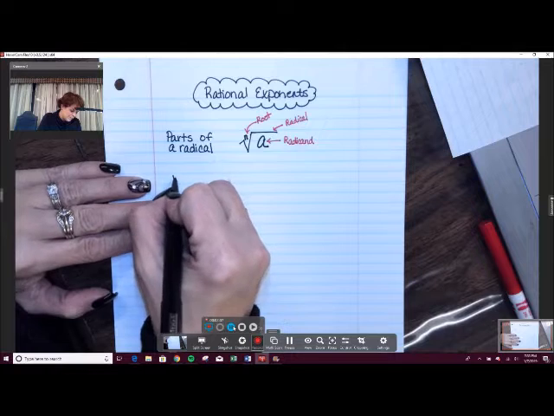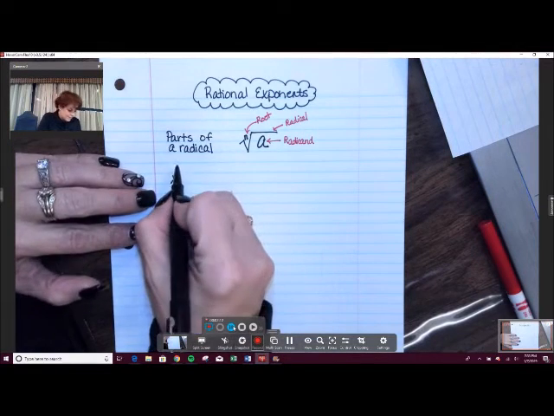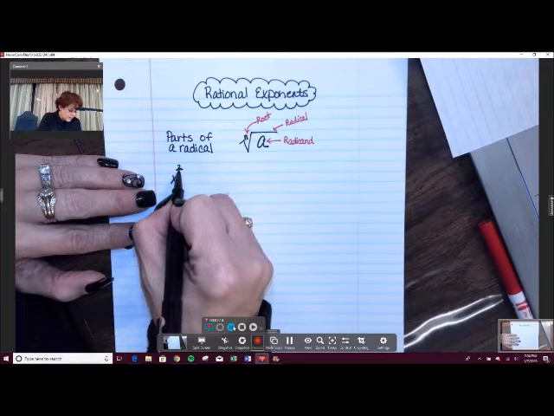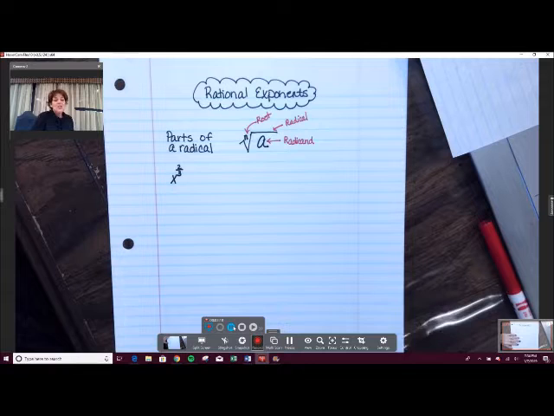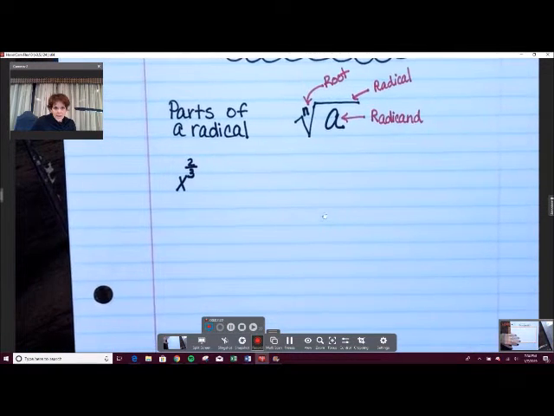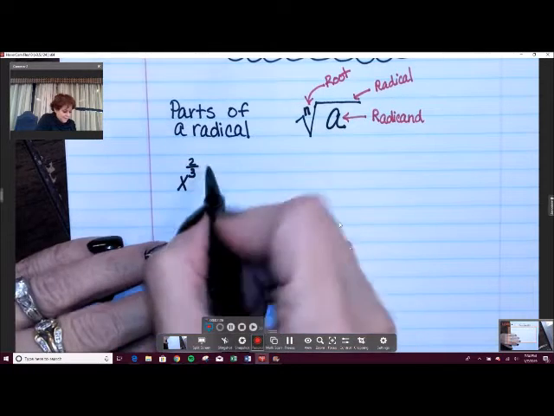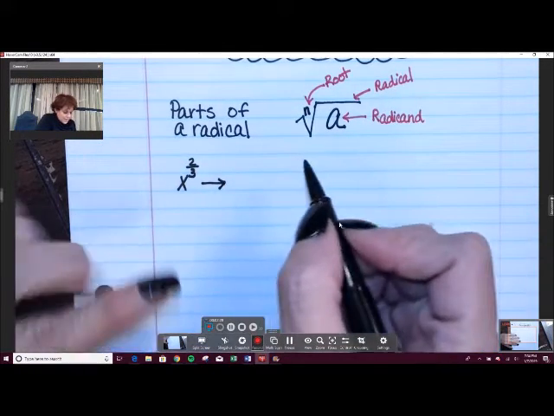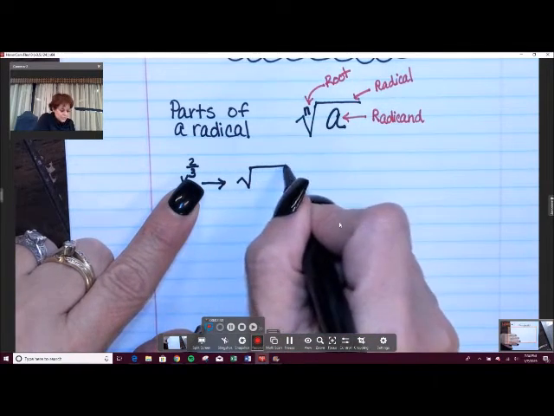So here's what our problems are going to look like now. We're going to have our base, which is what we're used to having, an x or something. And then we're going to have over 2/3. x to the 2/3 power. So you're already like, what? Okay, x to the 2/3 power. Here's how you interpret that. What this means, anytime you have a fraction, that means you have a radical sign.